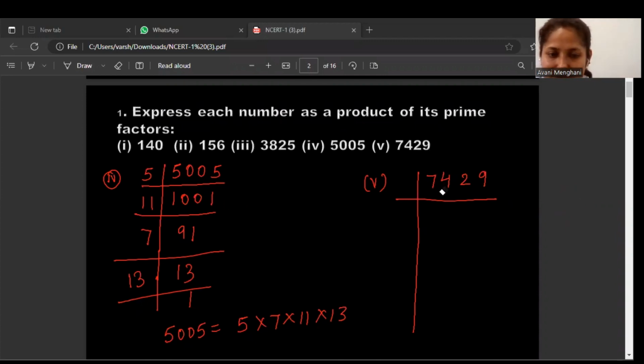There is no divisibility test for 7. Let's check by dividing. So see, 7 into 42. 7 is divisible by 7, 42 is divisible, but 9 is not. So leave 7.